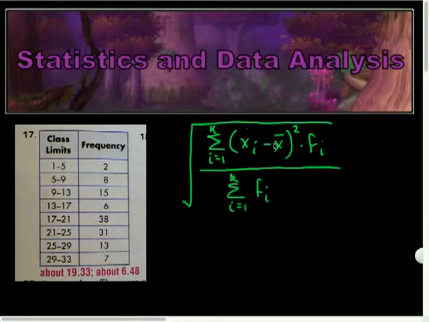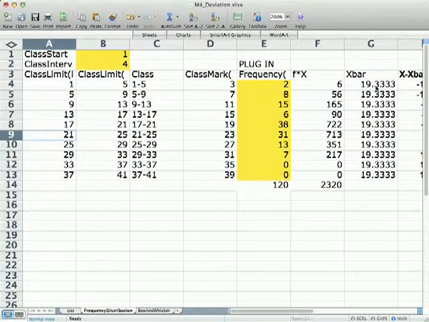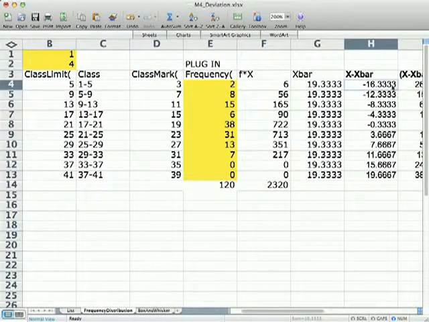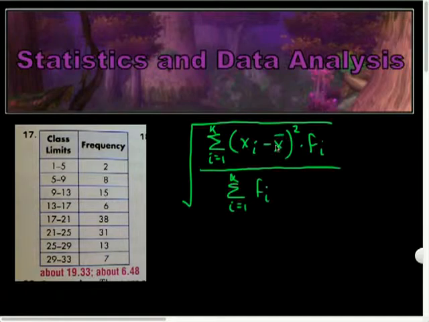According to this formula, I'm going to want to take xi, which in this case is not representative of an individual data point, but it's representative of the class mark, right? So the class mark from 1 to 5 is 3, all right? And what I'm going to do is take the class mark 3 and subtract the mean, x bar, also an approximation, like I said, which is 19.33. So I'm going to take 3 and subtract that mean, and I get all of these different values for all of the separate values of xi. The mean was the same for all of those.